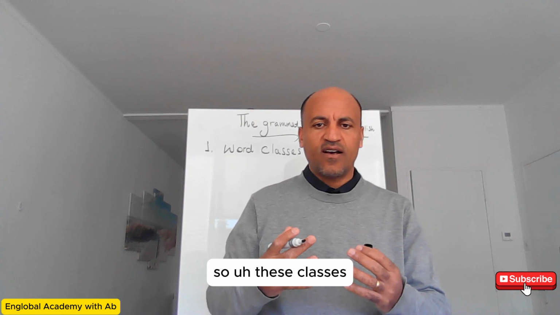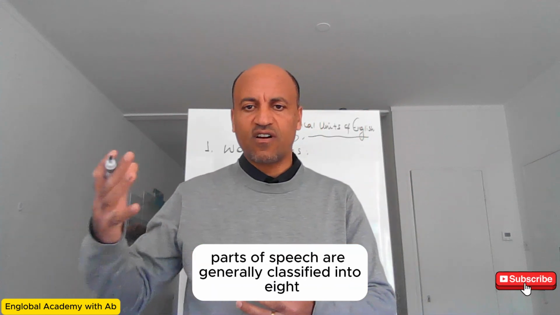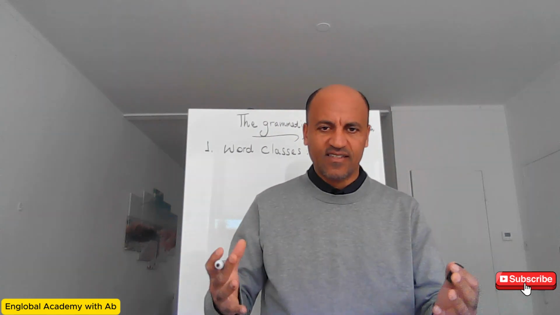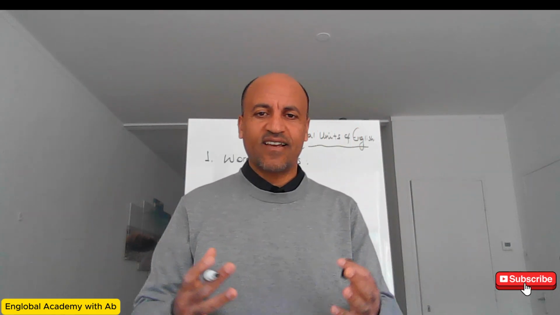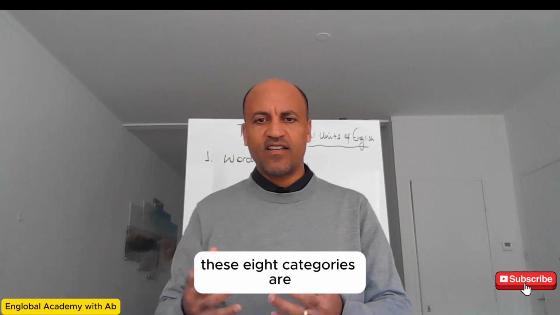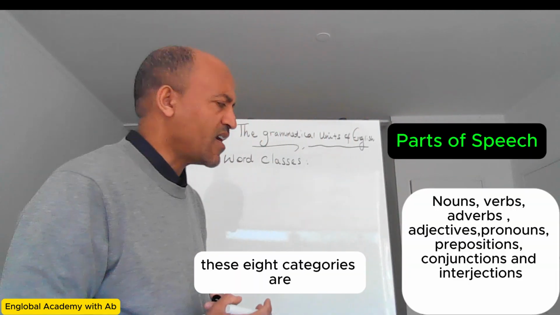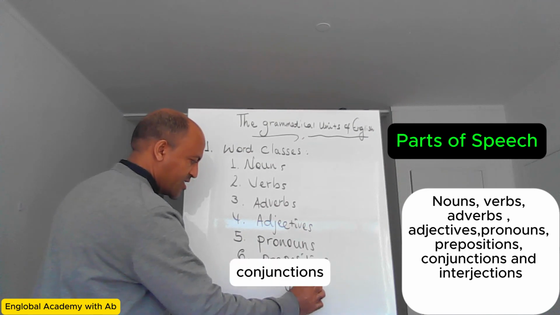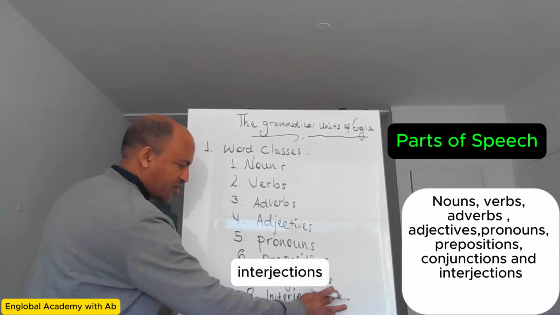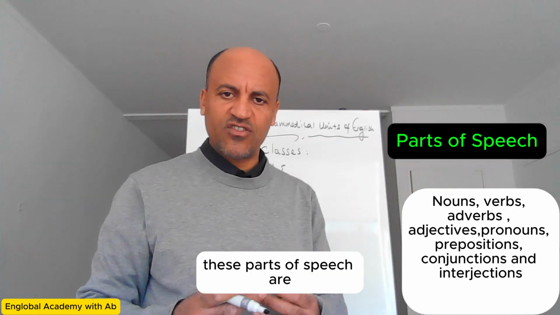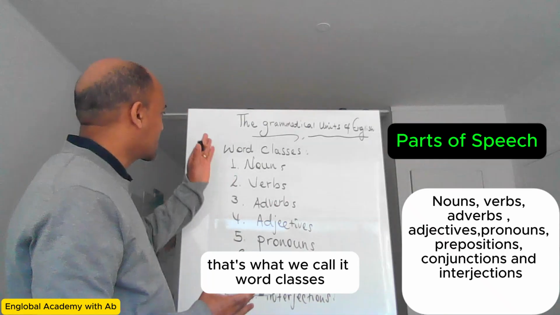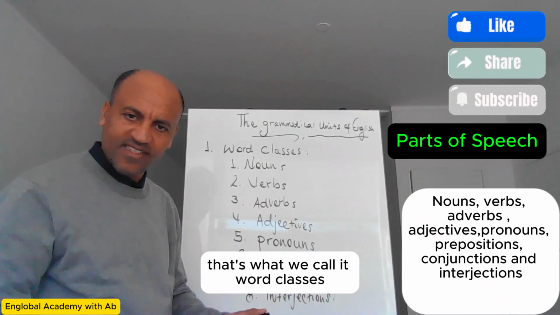These parts of speech are generally classified into 8 classes. You may call them categories. These 8 categories are nouns, verbs, adjectives, adverbs, pronouns, prepositions, conjunctions, and interjections. These parts of speech are mainly classified into 8 classes. That's what we call word classes.